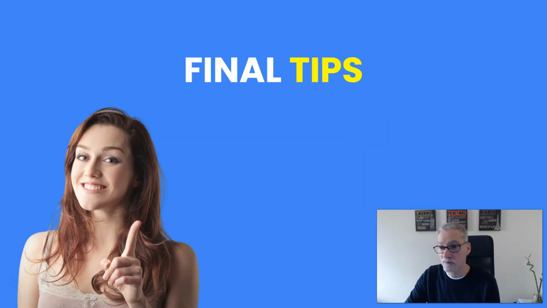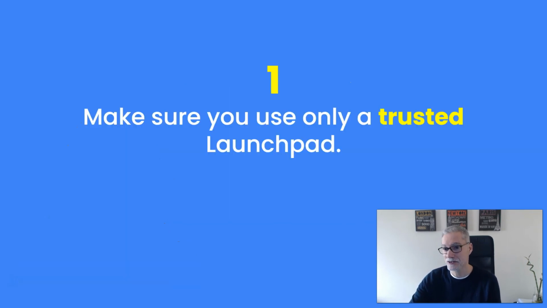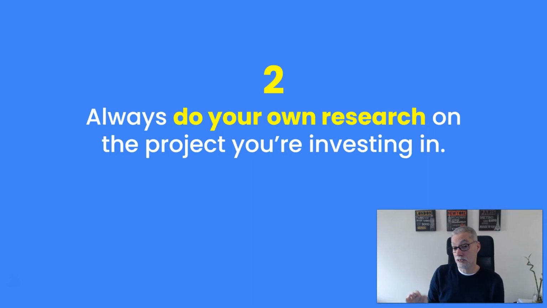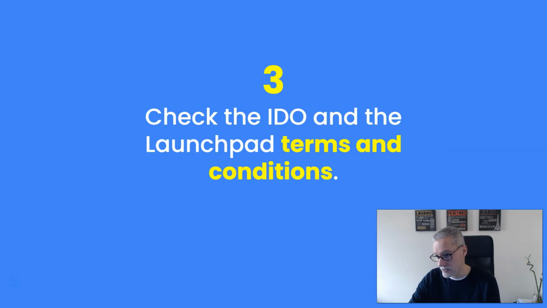So guys, here are some final tips if you want to earn money with IDOs safely. Okay, so the first one is make sure that you use only a trusted Launchpad. So the ones that I've shown, I have used them before, I trust them, but you always need to research them, okay? You always do your own research on the project that you are investing in, not only the Launchpad, but the project, okay? And third and final tip, check the IDO and the Launchpad terms and conditions.